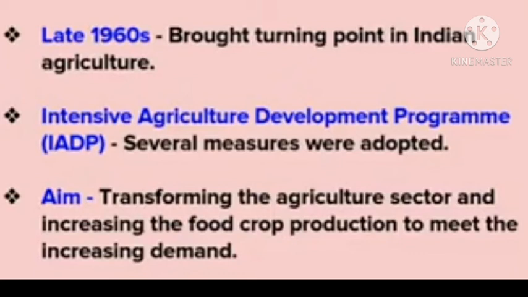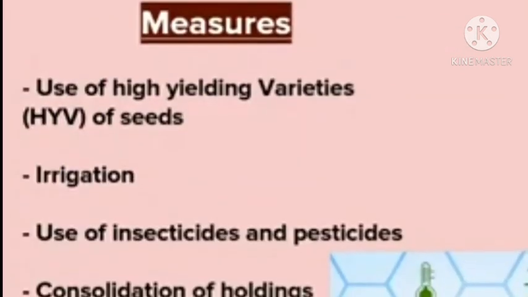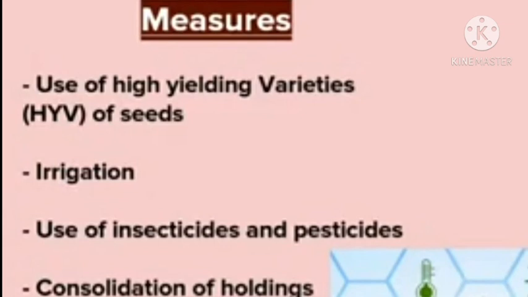After that, the Intensive Agriculture Development Program, IADP, was adopted in India. It took a number of steps to improve the agricultural sector. The aim of IADP was transforming the agricultural sector and increasing food crop production to meet the increasing demand. So we can check what are the aspects of the Green Revolution.